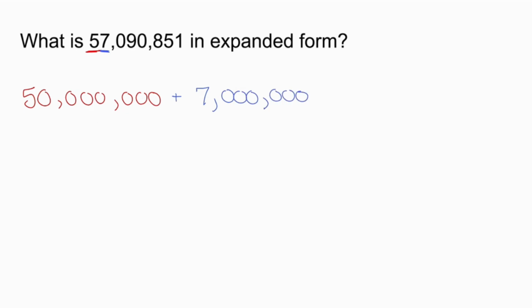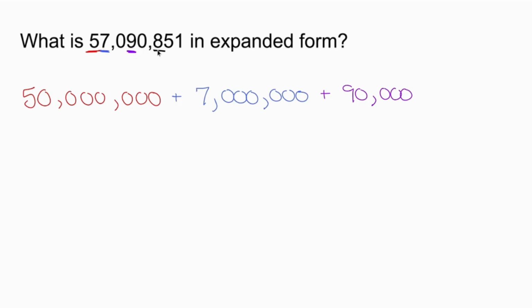If there's a 0, you're allowed to skip it. So let's skip that 0. That 9 is in the 10,000s place value. So we're going to add 90,000. Once again, we have a 0, so let's skip it.